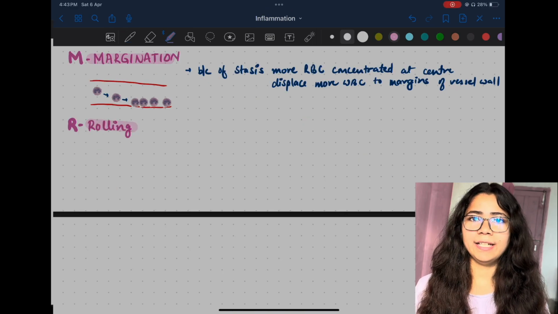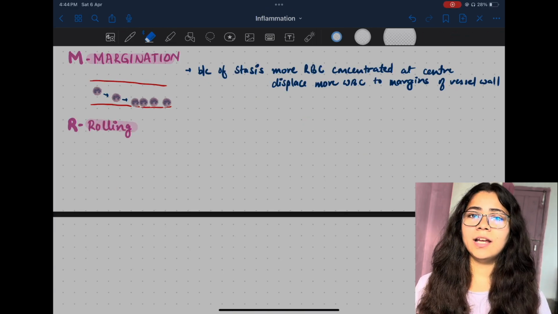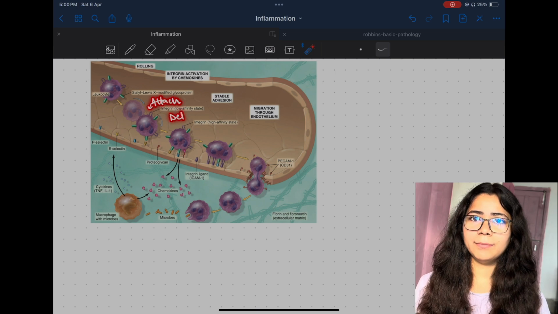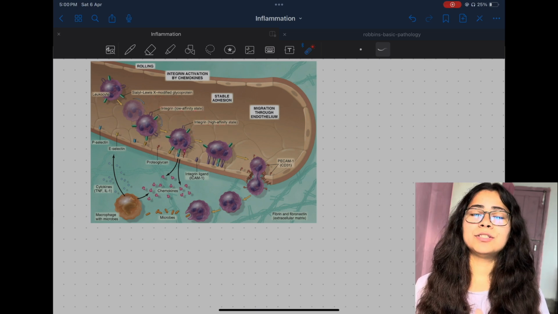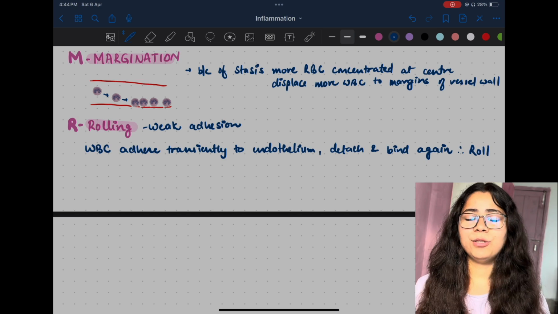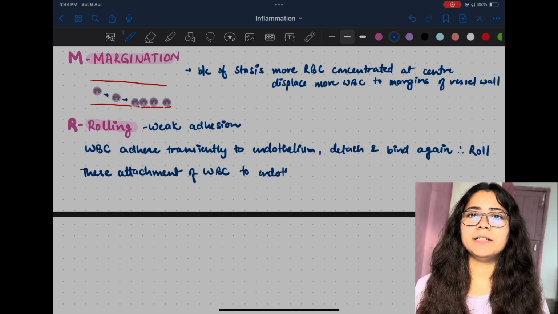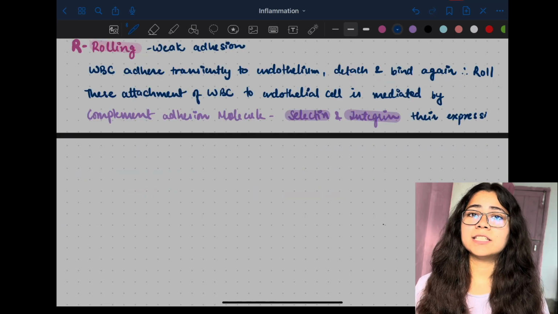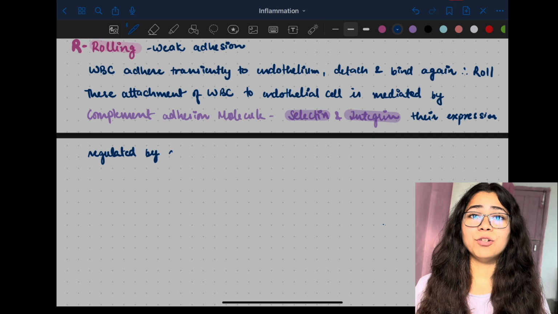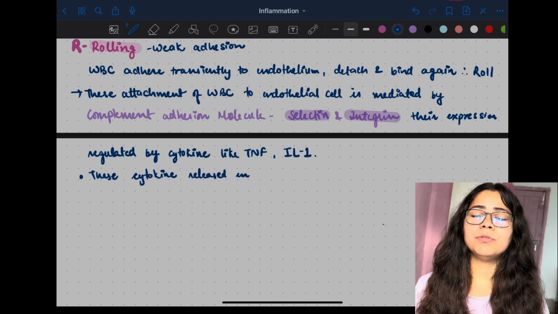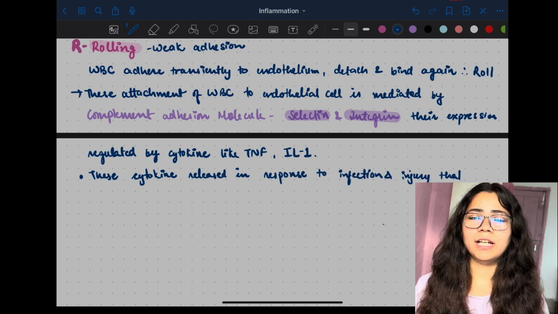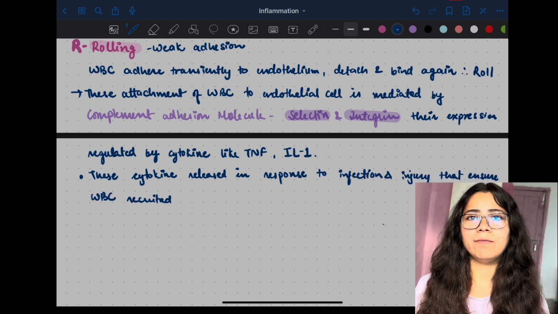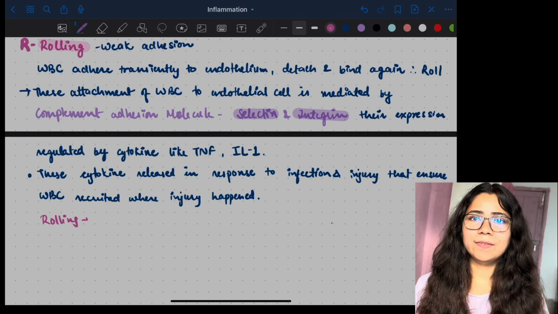Next is R for rolling. This WBC at the margin starts to attach to the endothelium, detach and bind again. So it starts rolling. This attachment of WBC to the endothelium is mediated by cell adhesion molecules like selectin and integrin, and their expression is regulated by cytokines like TNF and interleukin 1. These cytokines are released in response to infection or injury, which ensures that WBCs are recruited at the site of infection or injury.